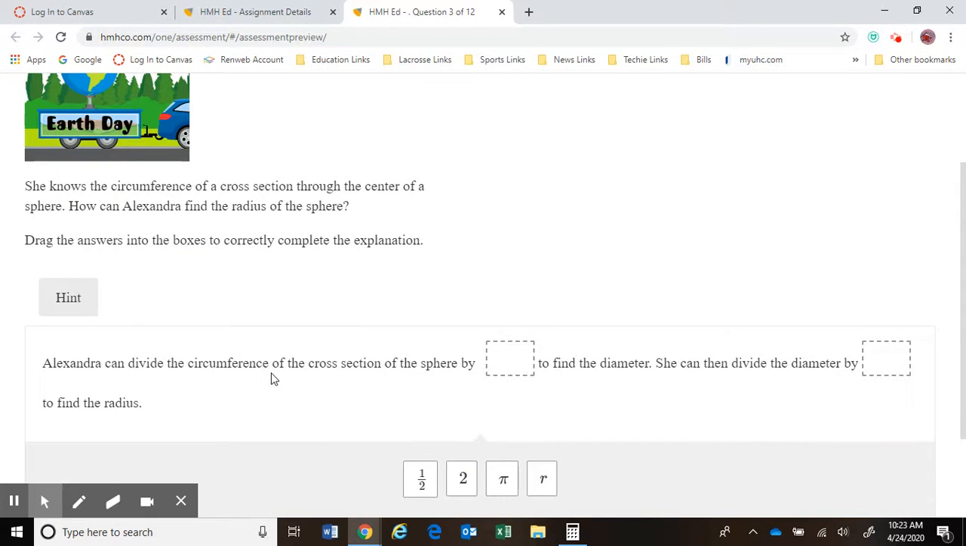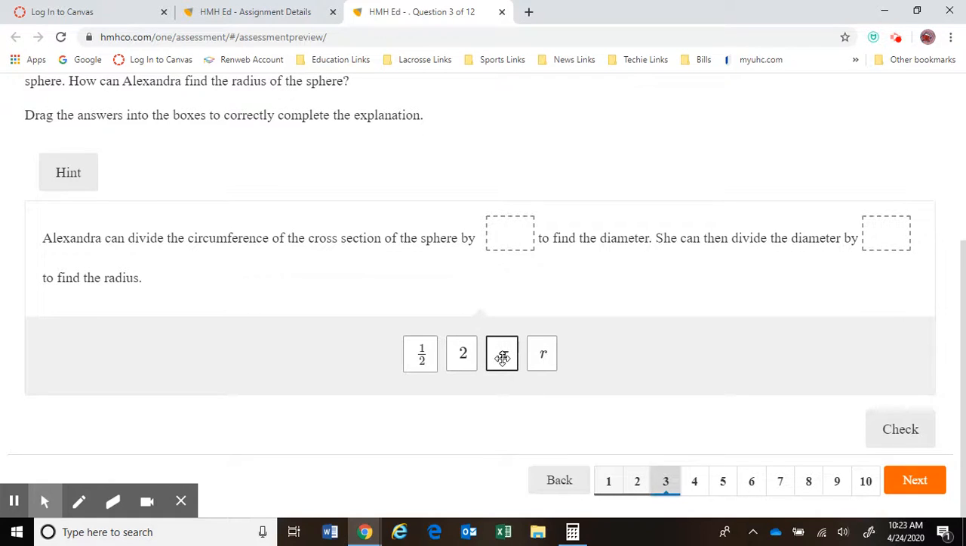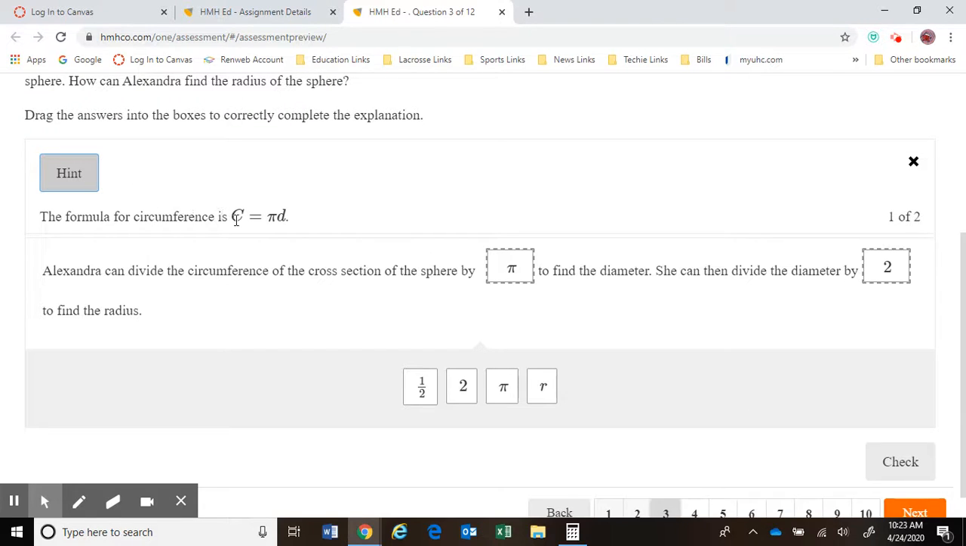Okay, Alexandra can divide the circumference of the cross section of the sphere by what? She can divide it by pi. You always divide by pi to find the diameter, because circumference divided by pi will give you the diameter. Then she can divide the diameter by 2 to find the radius. Okay, all right. There's your formula. We've talked about that multiple times. And radius is always half the diameter. So check it. We're good.